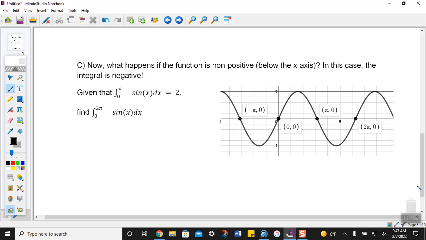This should be a 1 up here, friends. Okay, change that to a 1. Where it says 2, that should equal 1. Okay, you guys with me? Yes.